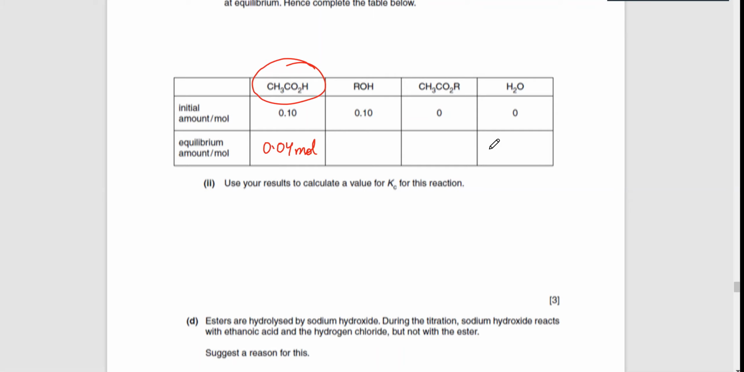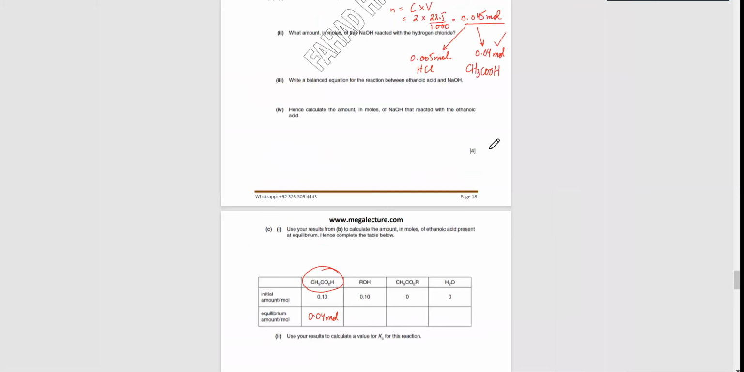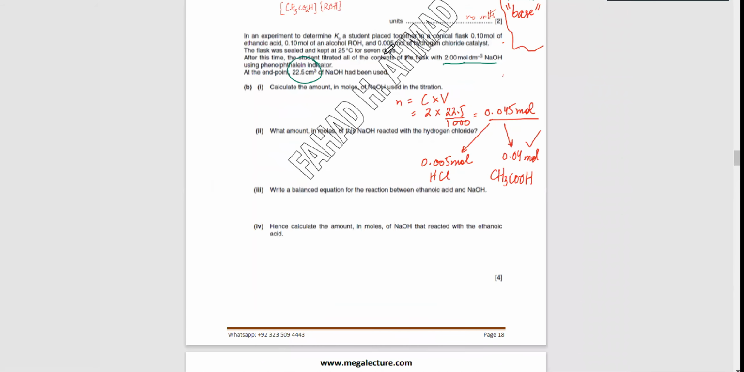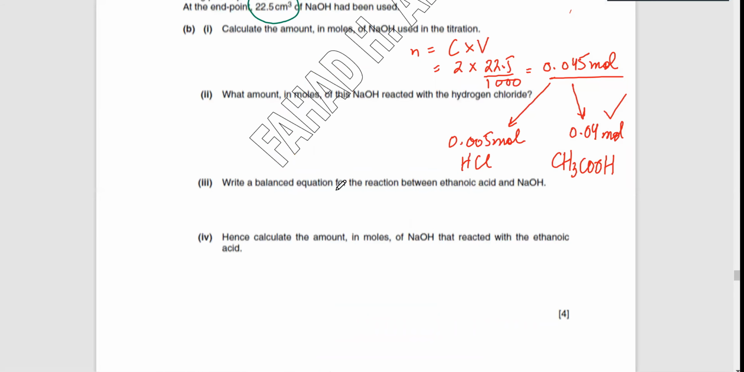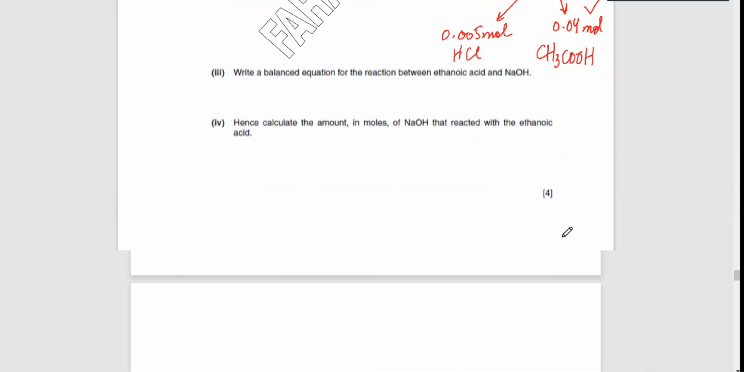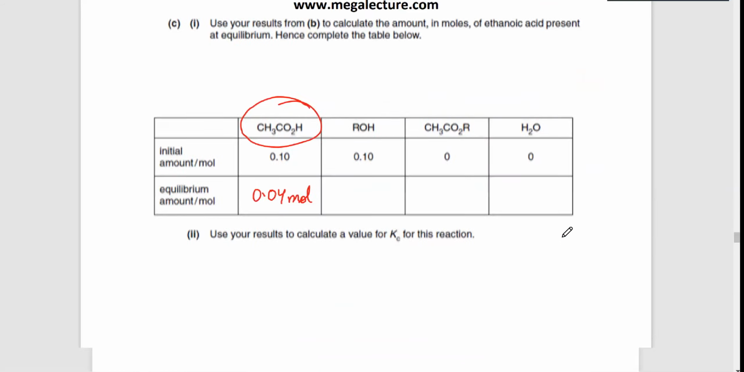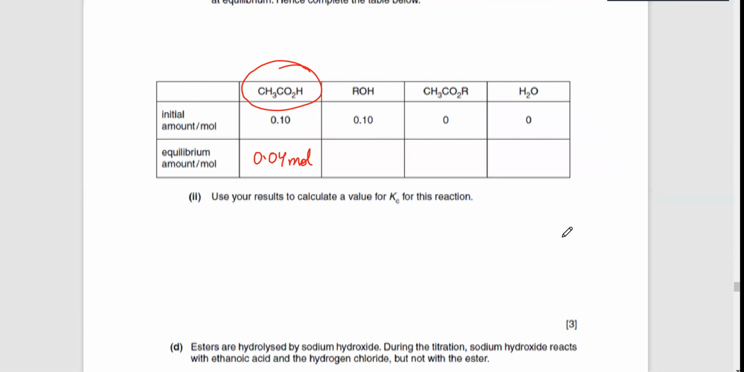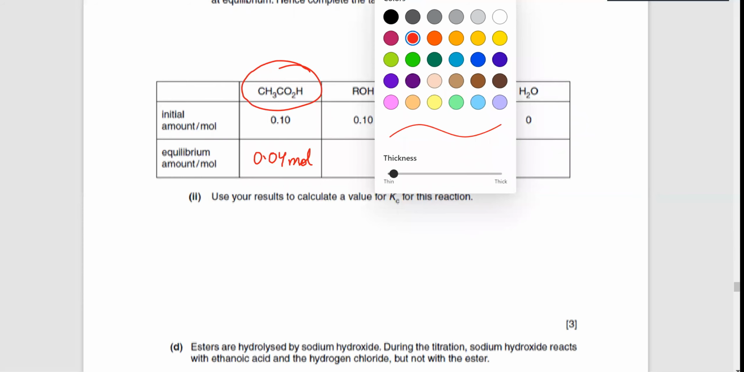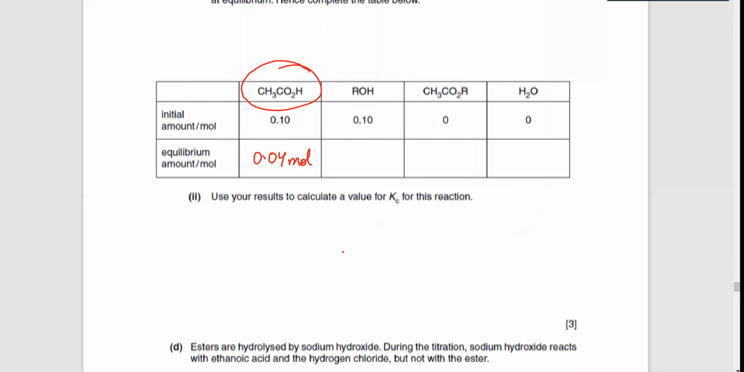The rest is simple now. I mean, I did this in one big step. They had given you different steps. They had even asked you about writing an equation between ethanoic acid and NaOH. Okay, but we did it in one go. I said now the rest of the part is easy. It's the same. The only middle column is missing, so we can add that on our own.